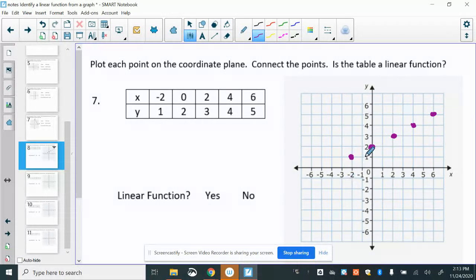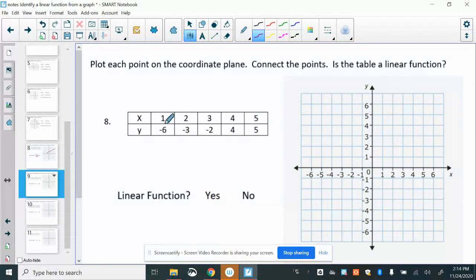So when I look at my points here and I connect them, what we get is a straight line. It passes the vertical line test. So yes, it is a function. Let's try one more together.